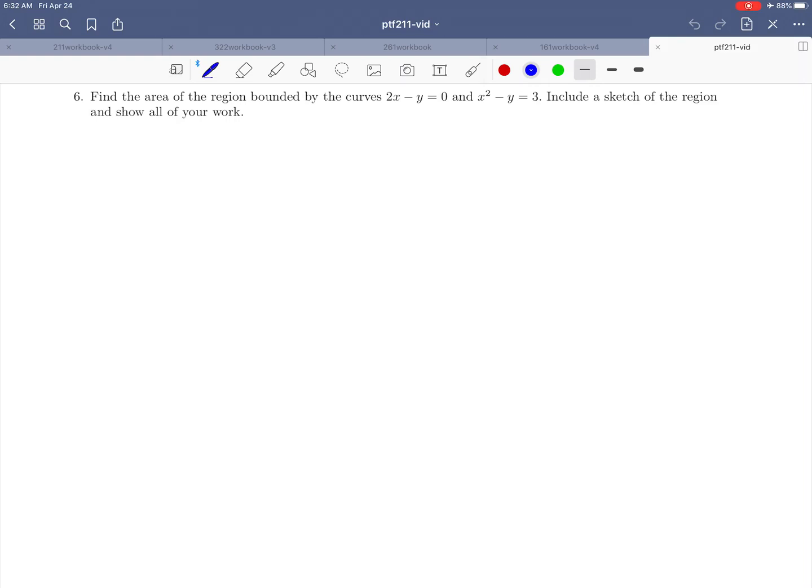Hello everybody and welcome to exercise 6. In this problem we're being asked to find the area of a region bounded between two curves. Been a while since we've done this. Alright, so let's start with a sketch of the region that we're given here.